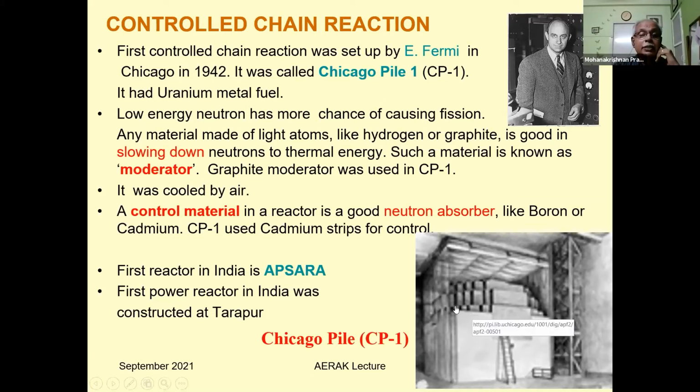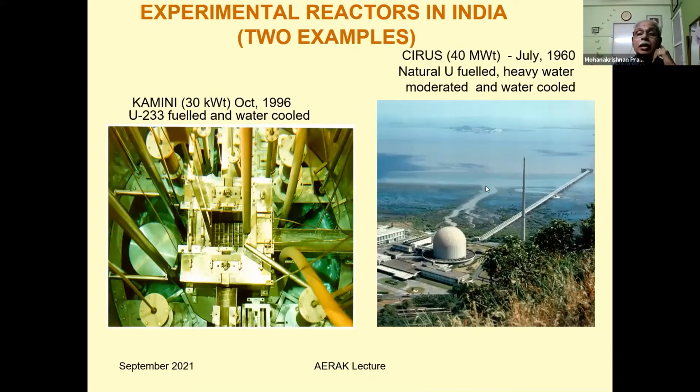The first reactor in India is Apsara, and the first power reactor in India was constructed in Tarapur. So I am just showing two experimental reactors in India. First is the Cirus reactor, which started in July 1960, 40 megawatt thermal power, and it used natural uranium fuel, heavy water, and water cooling. And another interesting reactor is in Kalpakkam. This one is in Mumbai, BARC. This one is in IGCAR, Kalpakkam.